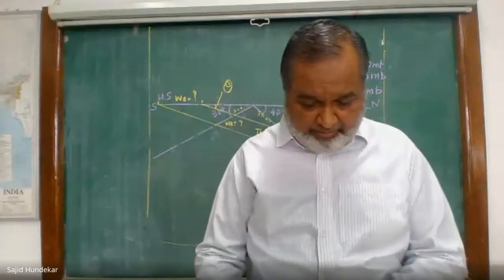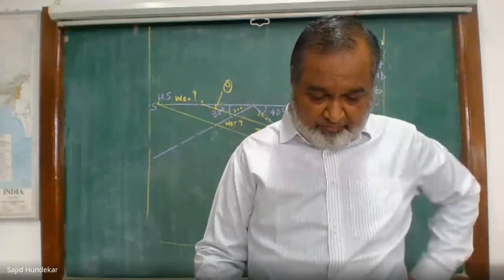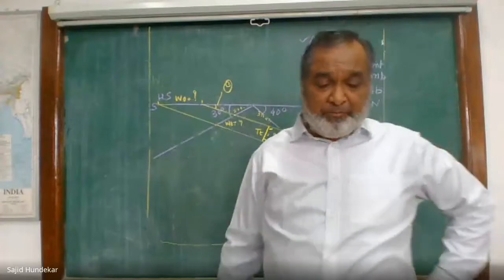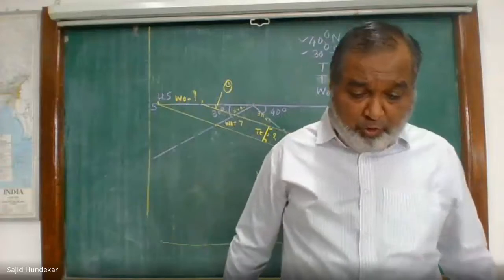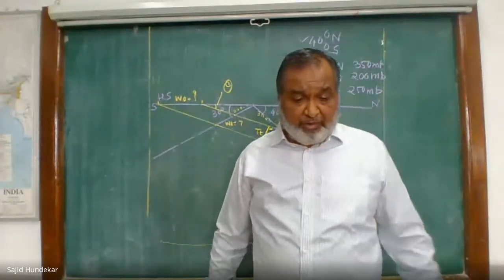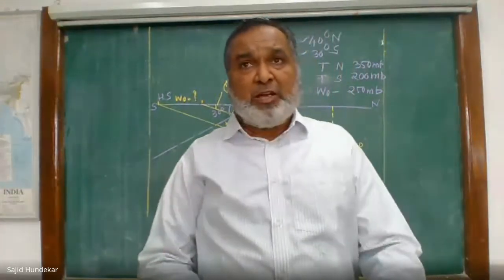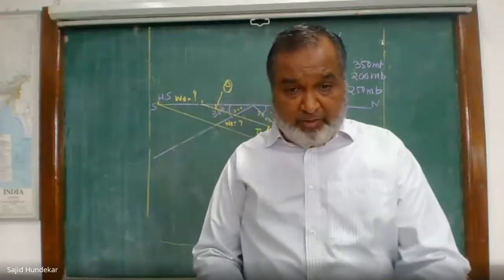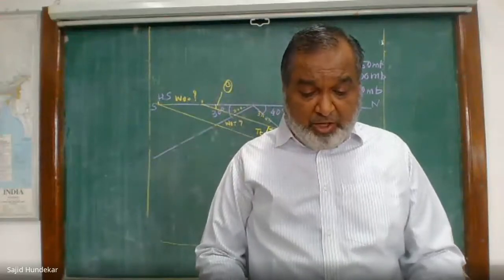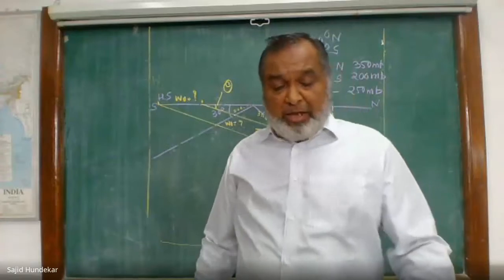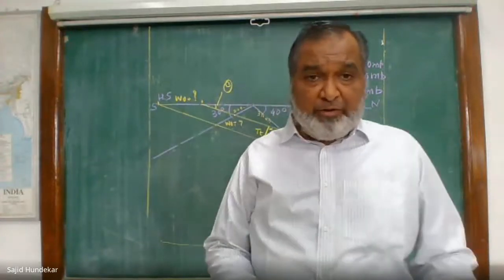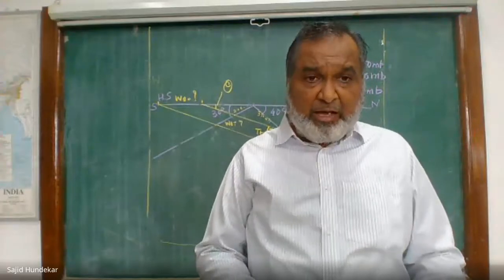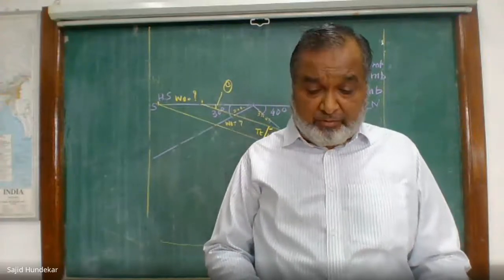Then problem number 6 we will solve. Write down problem number 6 now. A hill has a slope of 20 degrees north and 50 degrees south.